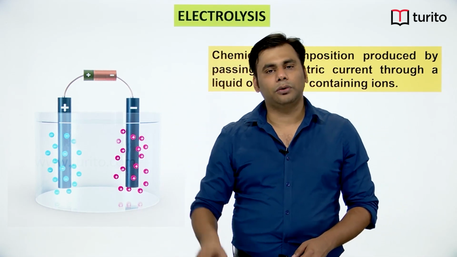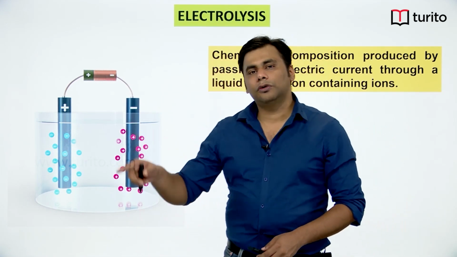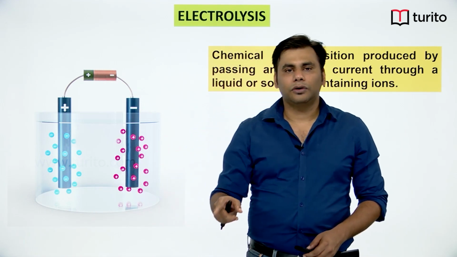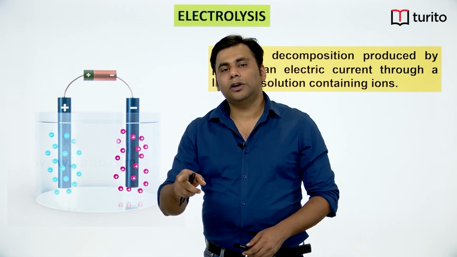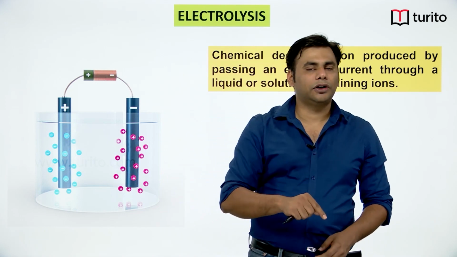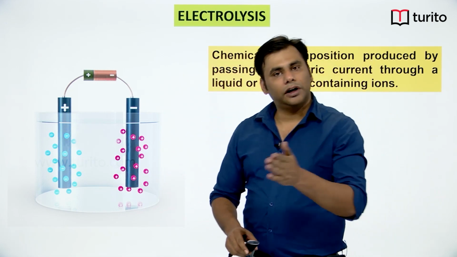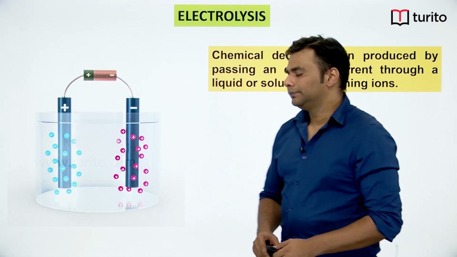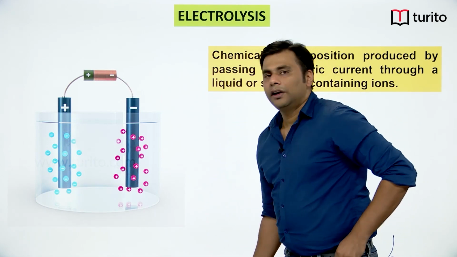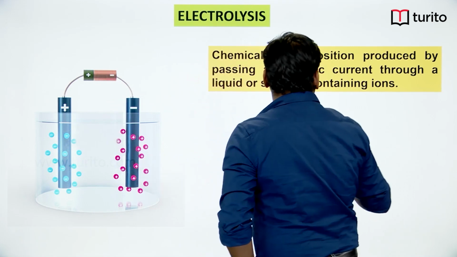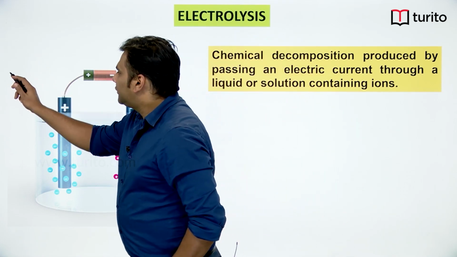When the current goes into the electrolytic solution, the components of the solution would break into cation and anion. The cation will undergo reduction and migrate towards the cathode, whereas the anion would undergo oxidation and it would migrate towards the anode. Let me make you understand this through an example.